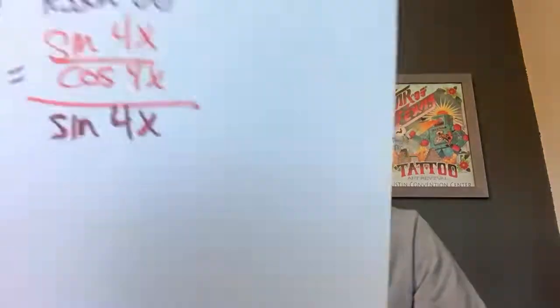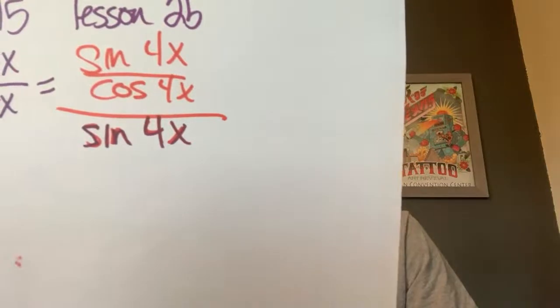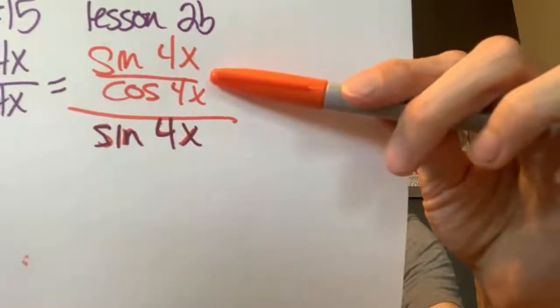So the first thing I'll say is that tangent 4x is the same as sine 4x over cosine 4x, divided by sine 4x. And I guess I'll do this in purple. This is a true statement based on a trigonometric identity, specifically the quotient identity.